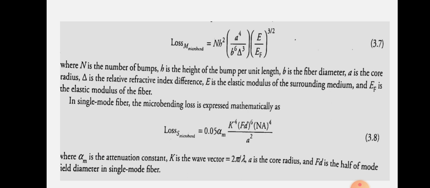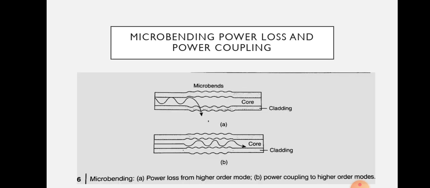In the case of single mode fiber, the microbend loss is expressed by the formula: loss_s (microbend) equals 0.05 alpha_m times (k raised to 4 f_d) whole raised to 6 times (NA) whole raised to 4, divided by s squared, where alpha_m is the attenuation constant, k is the wave vector equal to 2 pi by lambda, a is the core radius, and f_d is half of the mode field diameter in single mode fiber. These are all theory topics, so you should study them well, and you should learn the equations by heart for examination purposes.